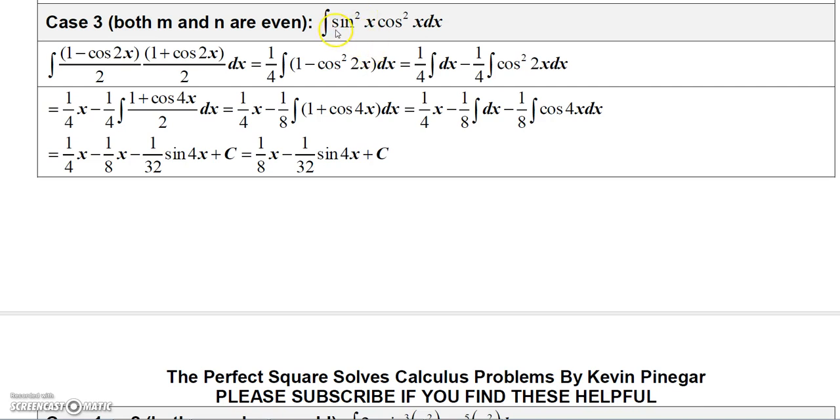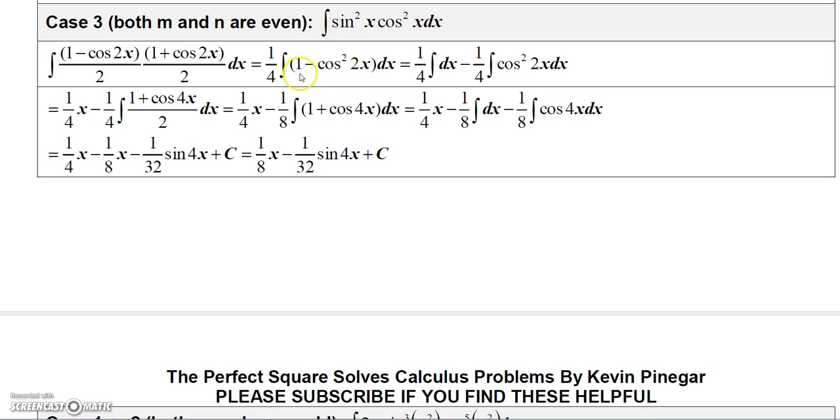Okay, so here I can replace sine squared x with 1 minus cosine 2x over 2, and I can replace cosine squared x with 1 plus cosine 2x over 2. Now, since I know if I multiply these together, I'm going to get 1 minus cosine squared of 2x, which is right here, and then it's going to be over 4. So I went ahead and factored the 1/4 out of the integral. Okay, so I'll have 1/4 times 1 minus cosine squared 2x.